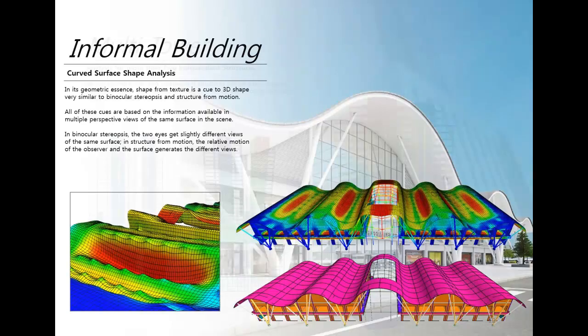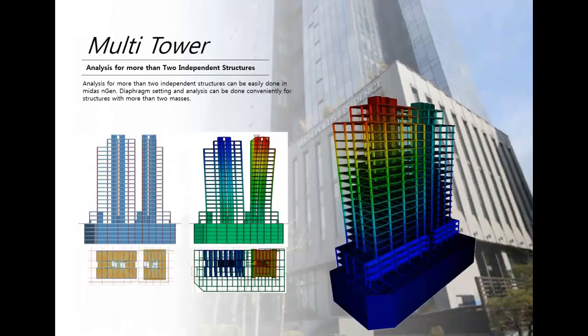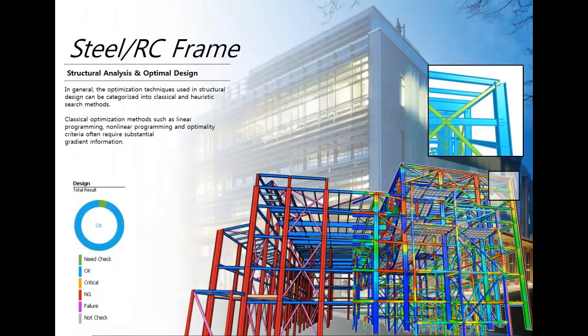We can have a multi-towered structure connected by a single podium. We can specify different diaphragms for each tower and get the results separately for each tower, for example, drift. Steel frames as well as RC frames can be easily modeled, and optimal design for both steel and RC frames is possible in MIDAS nGen.